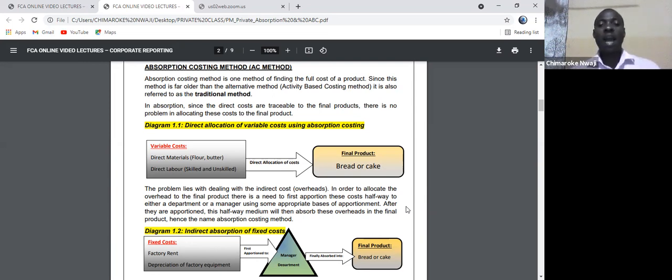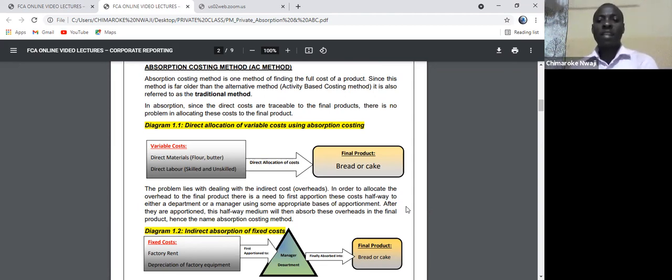And so that is absorbing. Now, when we say absorption costing method, it means that we are looking at a method whereby the cost is being taken in by the product. It means the full cost of a product is being taken in by the product like a sponge or like a foam. The product is taking all the costs like a foam into itself. And when we say full cost here, we mean the variable cost and the fixed cost. So we're looking at absorption costing method as a way of product taking in all the costs within itself.